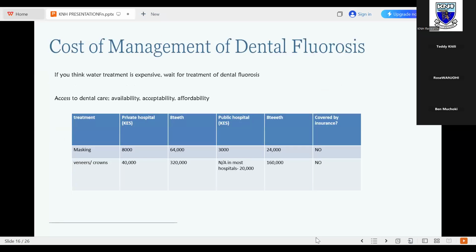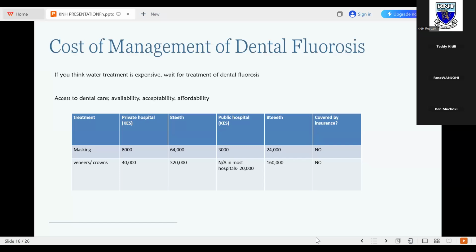The cost of management of dental fluorosis. It has always been said, if you think education is expensive, try ignorance. And I want to challenge us. If you think that water treatment is expensive, let us wait for treatment of dental fluorosis. Let us wait for that invoice at the dental clinic.